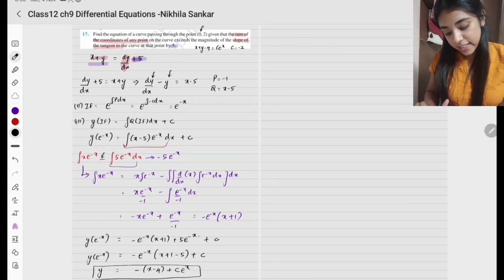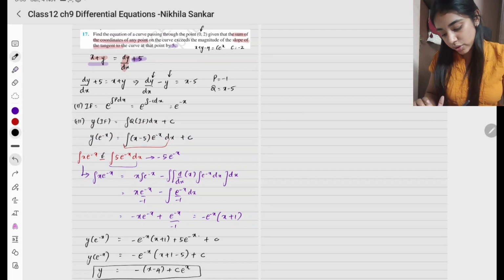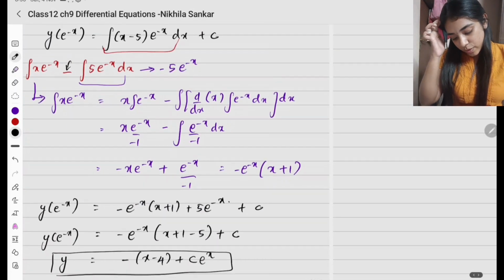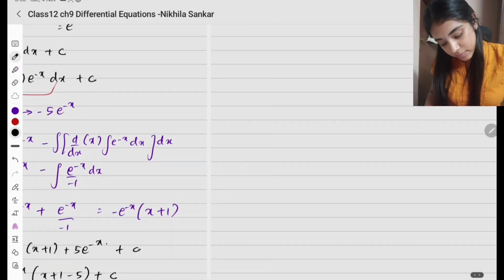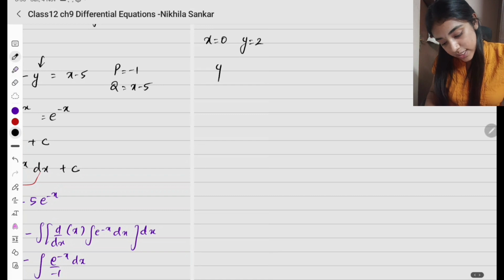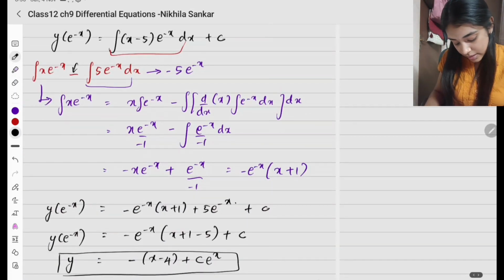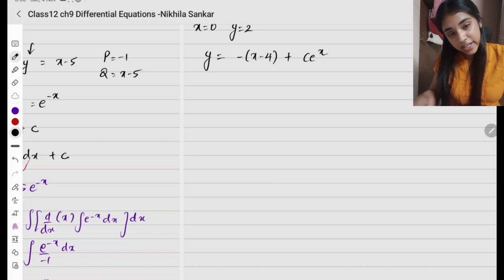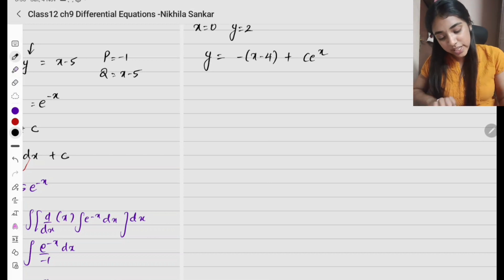இப்போ particular solution என்ன இந்த இடத்துல என்ன கொடுத்திருக்கான் 0, 2 கொடுத்திருக்கான். So when I substitute the values, I have 0, 2. So x is equal to 0, y is equal to 2. எங்க substitute பண்ணணும்? Y equals, I have y equals minus of x minus 4 plus c e to the x divided by minus x panna மேல போச்சுனா e to the x ஆயிடும்.